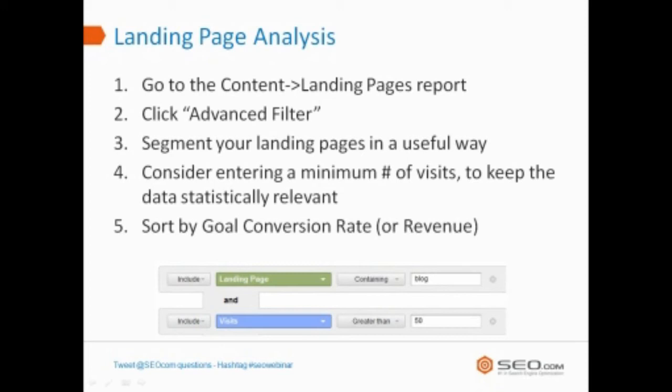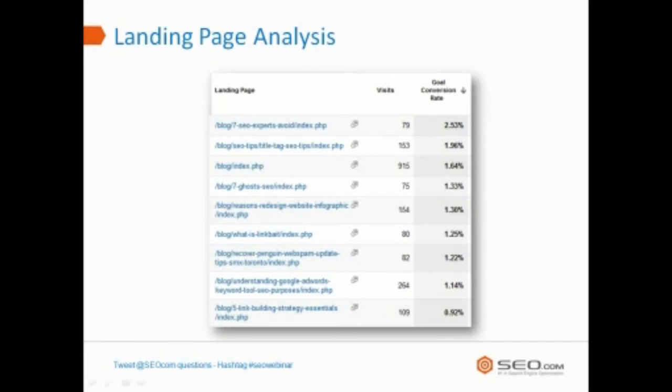It allows you to compare similar pages in terms of visits and volume. And then once you hit apply, the report will refresh and it'll look something like this, where you can sort by your goal conversion rate and start to see some really cool stuff.